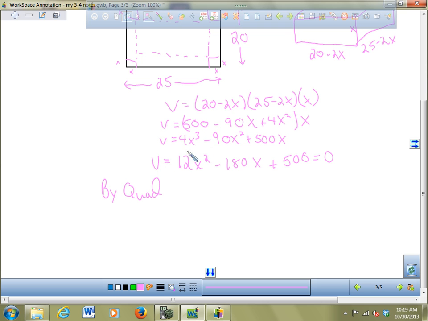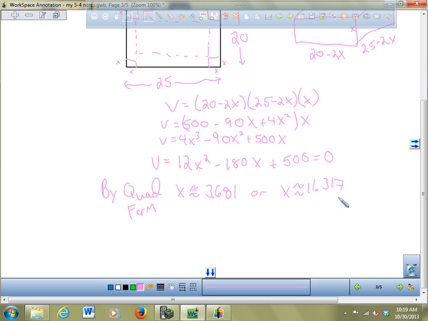And this is kind of important. By the quadratic formula, x is about equal to 3.681, or x is about equal to 11.317.